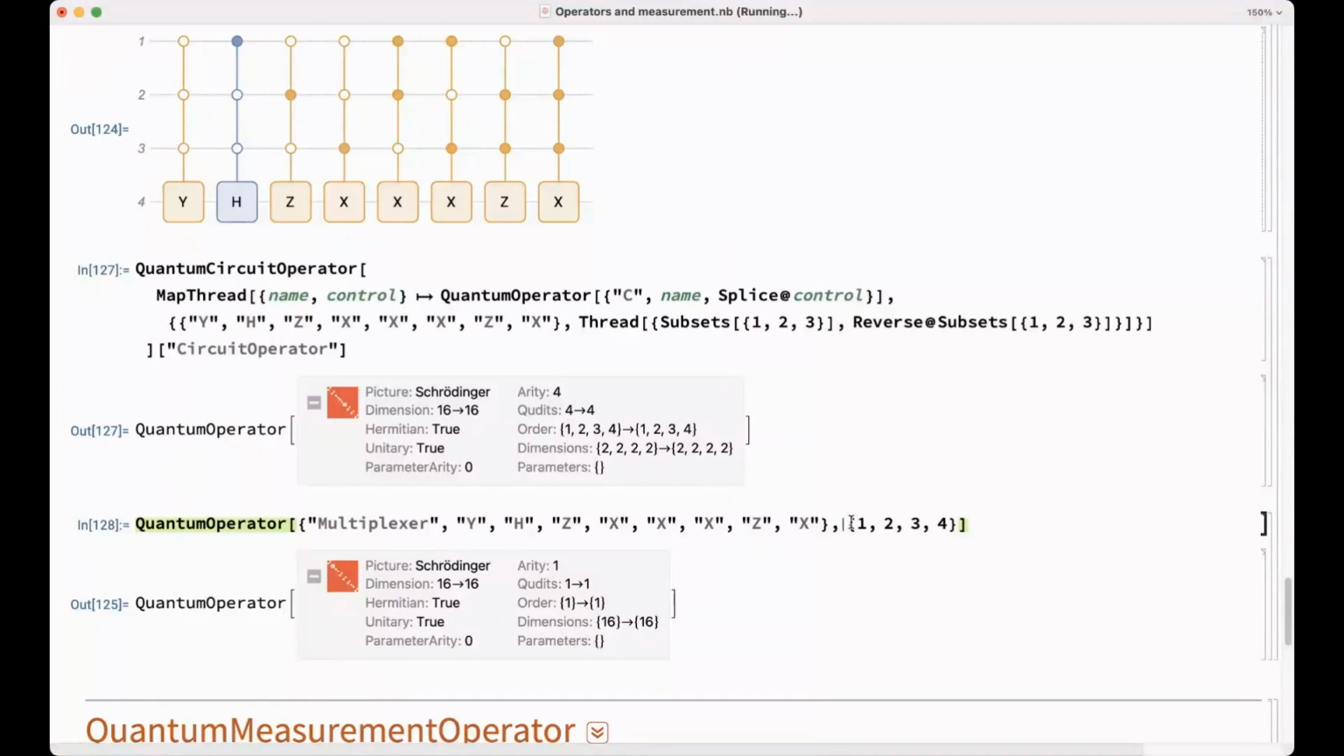I don't remember how the multiplexer works exactly. Let me just double check that. We have it in our documentation, but I guess you guys got the message. It's some of the named operators. Where is the multiplexer? Let me find it.